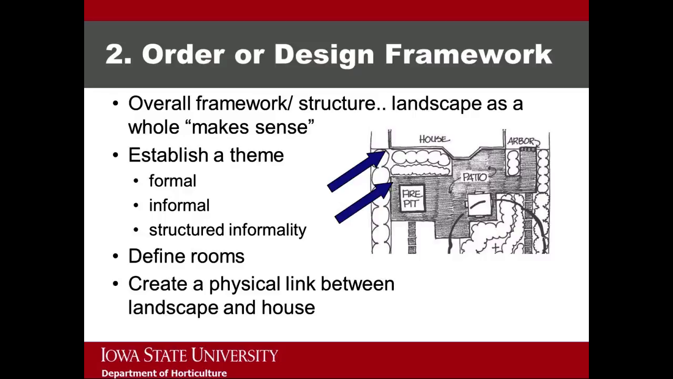The principle also helps define rooms within a landscape, such as a backyard entertaining area. It also helps make a physical link between the landscape and the house. The blue arrows on the slide's image show how the designer aligned the corner of the patio space with the corner of the house, creating a connection between the 2 elements.